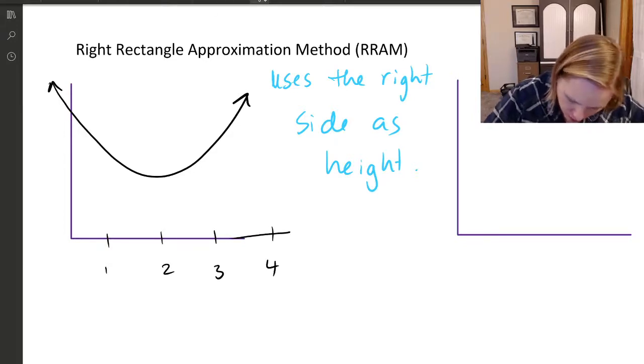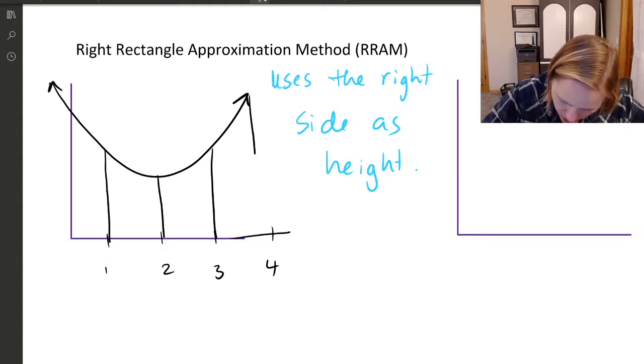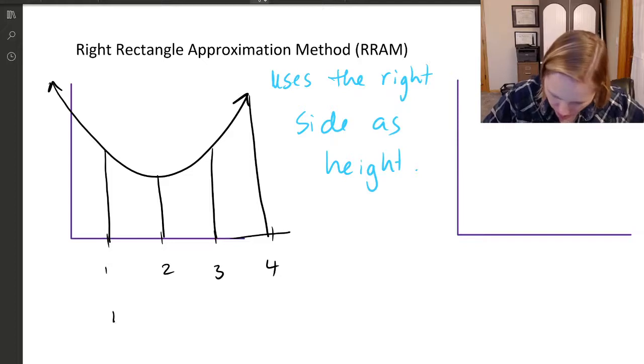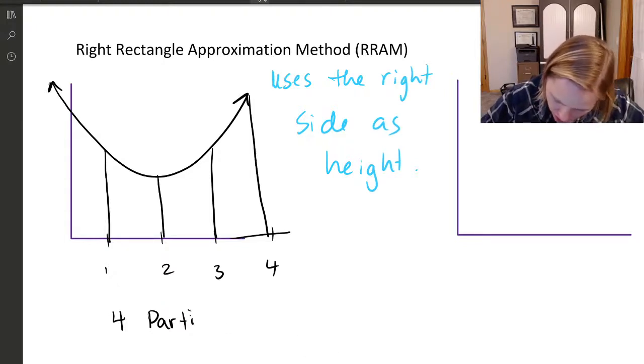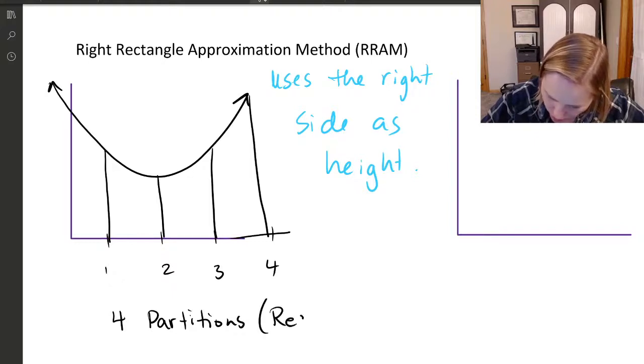And if I draw my little partitions up, so I always start, and most of the problems I give you will tell you how many partitions. It would be nice if I could spell partitions. In other words, we're going to draw 4 rectangles.